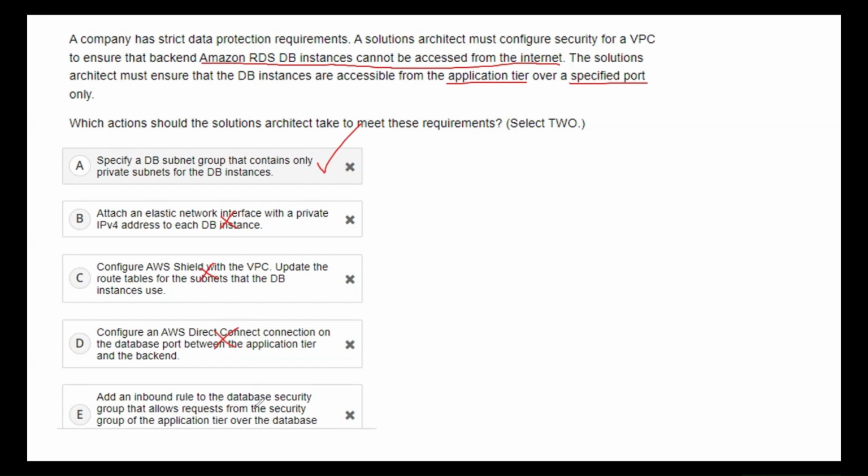This answer: add an inbound rule to the database security group that allows requests from the security group of the application tier over the database. Yes, this is very important. One is we specify a DB subnet group pointing to the private subnet. The other thing is, for the RDS, we have to definitely allow connection requests coming from the application server, and that has to be done via the security group. You need to add an inbound rule to the database security group allowing requests from the application here, right? So in that case, options A and E are the correct answers.